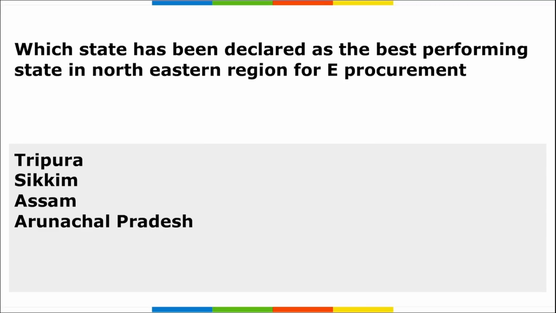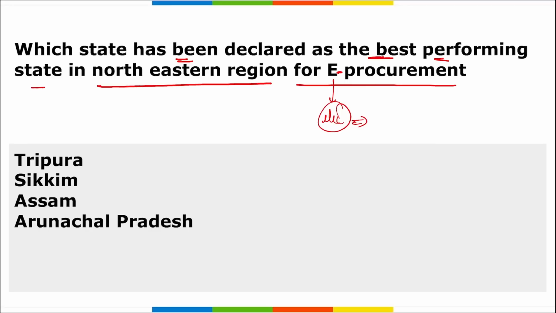Next, which state has been declared as the best performing state in the northeastern region for e-procurement? I repeat, which state has been declared as the best performing state in the northeastern region for e-procurement? And what is basically this e-procurement? Wherever there is an e term, E stands for electronic. That means we are talking about something related to digitization. So remember, it is your Tripura that was recently declared as the best state performing in the northeastern region for e-procurement.